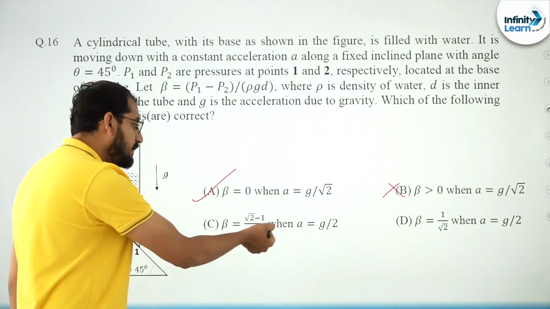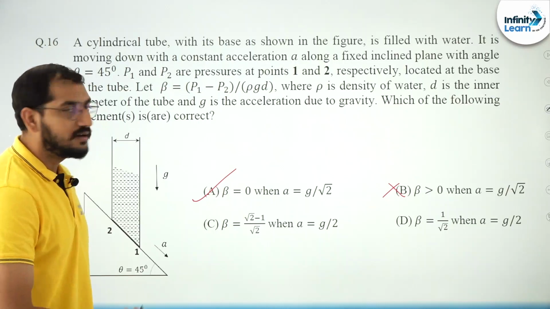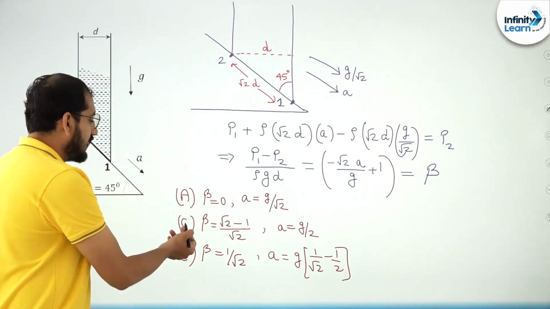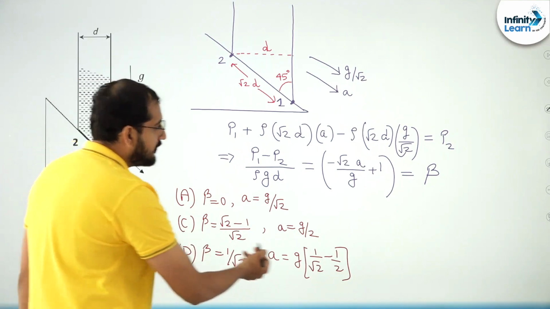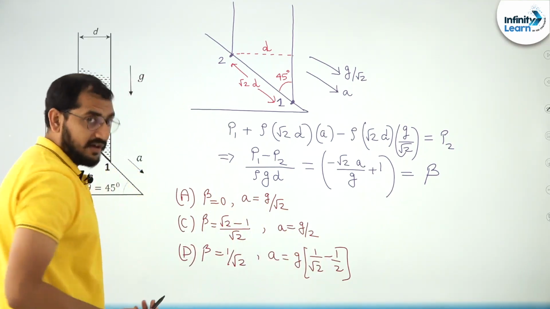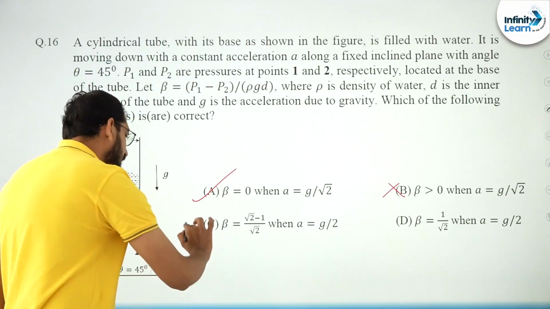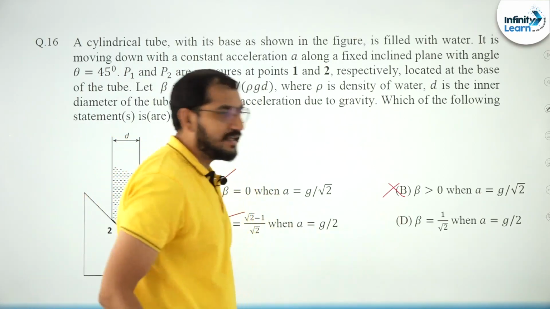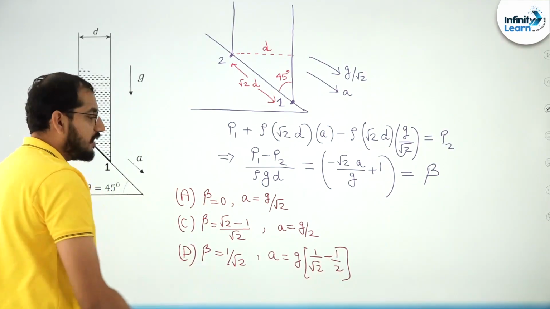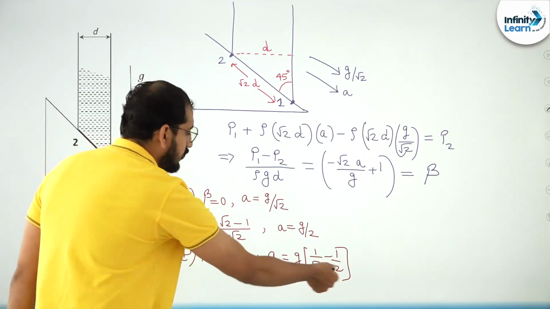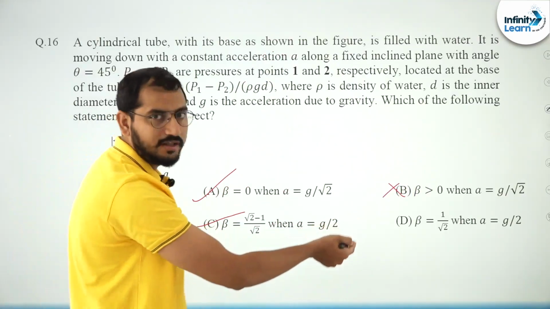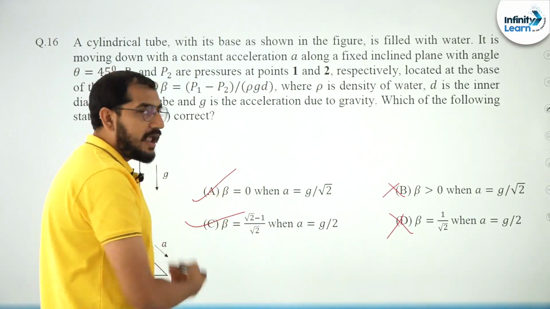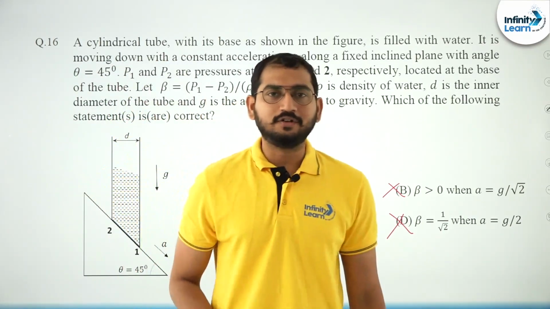Now option C says put beta as (root 2 minus 1) by root 2, and let's try to find the value of acceleration that we are getting. If I put the value of beta over here, the acceleration will come out to be g by 2. That would mean that yes, option C is my correct answer, right? And if I try option D, if I put beta as 1 by root 2, the acceleration will come out to be this term, which is clearly not equal to g by 2. So option D will obviously be wrong. So A and C will be the correct answer key for this question.